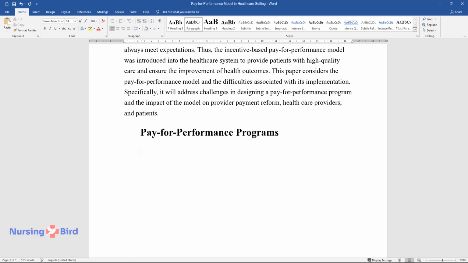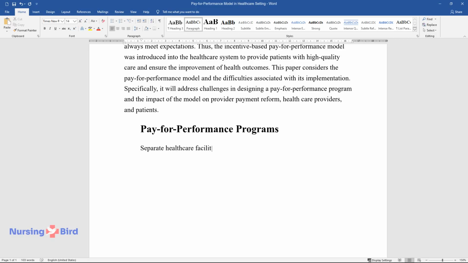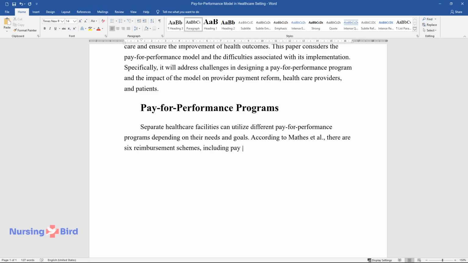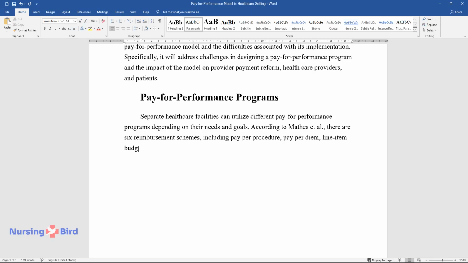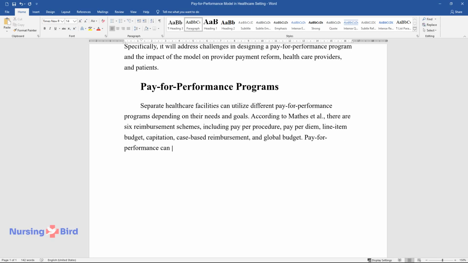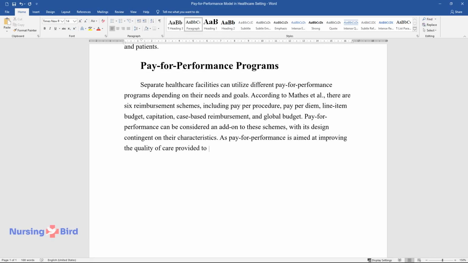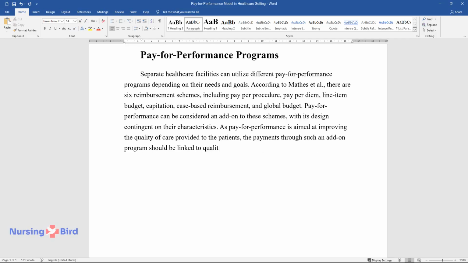Pay-for-performance programs. Separate healthcare facilities can utilize different pay-for-performance programs depending on their needs and goals. According to Mathis et al., there are 6 reimbursement schemes, including pay-per-procedure, pay-per-diem, line-item budget, capitation, case-based reimbursement, and global budget. Pay-for-performance can be considered an add-on to these schemes, with its design contingent on their characteristics. As pay-for-performance is aimed at improving the quality of care provided to the patients, the payments through such an add-on program should be linked to quality targets.